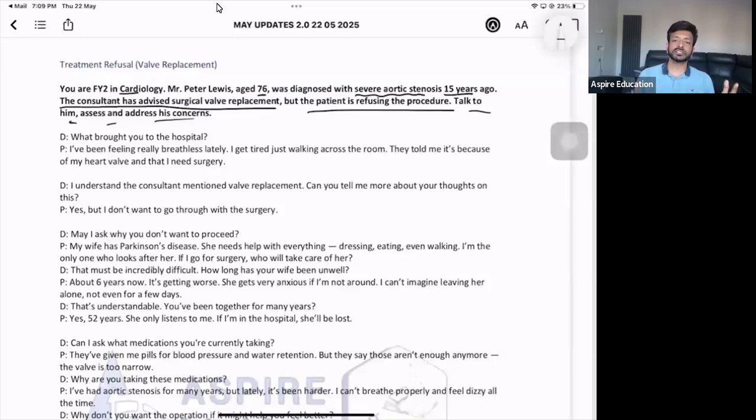Doctor, I don't want the surgery for my heart. And you say, okay, what heart condition have you got? I can see from the notes that you've been diagnosed with a condition called aortic stenosis, and that was 15 years ago, and our consultant has advised you to go for valve replacement. Am I right? Yes. Okay. So I just want to know if you've got symptoms or not. You can ask about symptoms of aortic stenosis as well: if the patient has any shortness of breath, is able to do daily routine things, able to walk properly or not. You can ask all those questions.